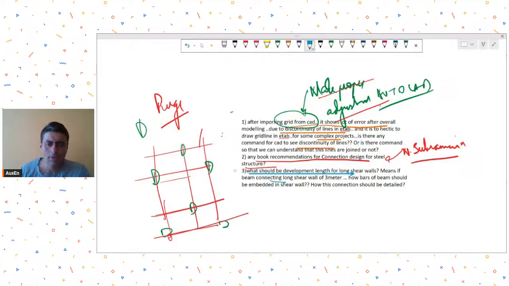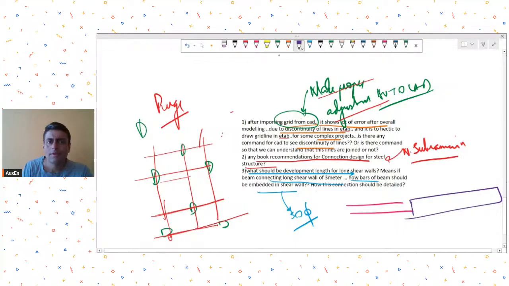His next query is, what should be the development length for long shear walls? Means if the beam connecting long shear wall of 3 meter, how bars of beam should be embedded in shear wall? 50D. 55 is good enough. So, like you provide the reinforcement inside the column. Similarly, for beams, let's say in plan, this is my beam and this is my shear wall in plan. So, you take it up to 50D.